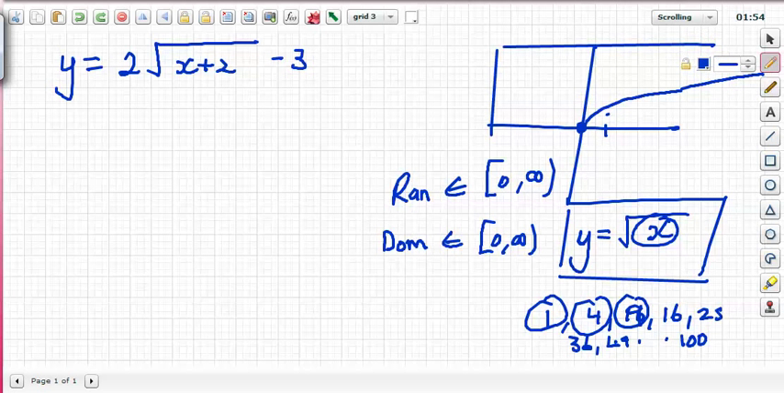We're going to start applying these transformations. Let's have a look at the transformations over here. We've got translations. I'm just not thinking. I've just got it in my head.